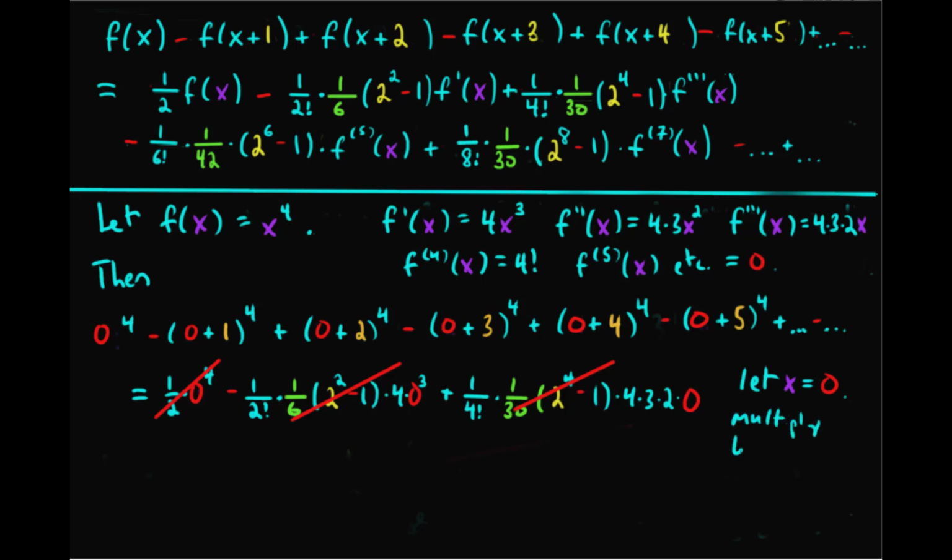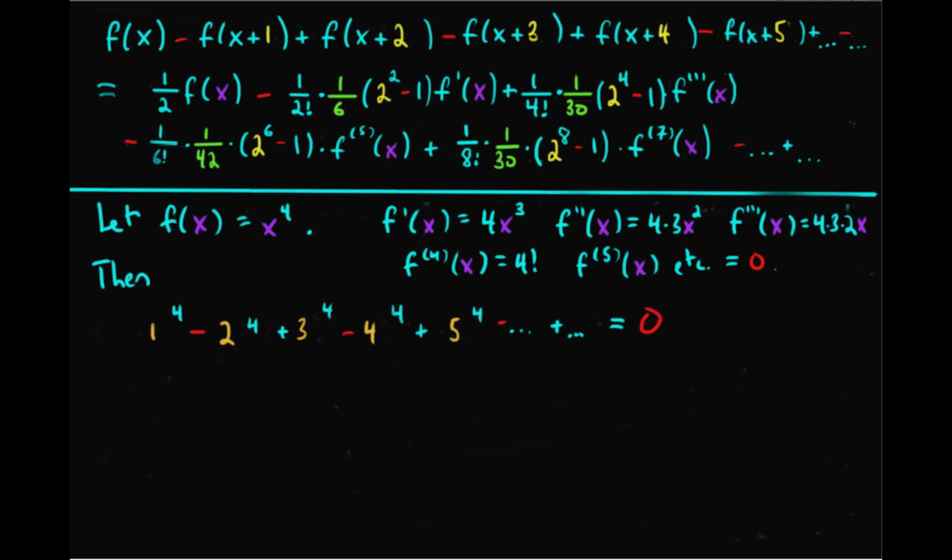And when we multiply both sides of the equation by -1, we flip the signs on the left-hand side. So we have 1 to the 4th minus 2 to the 4th plus 3 to the 4th minus 4 to the 4th plus 5 to the 4th minus dot dot dot plus dot dot dot equals 0. And this is exactly what we computed for this series by our other method.